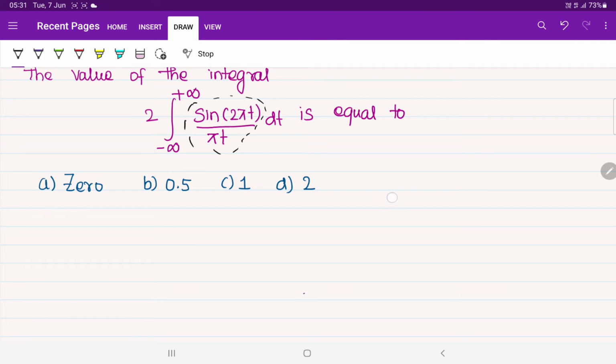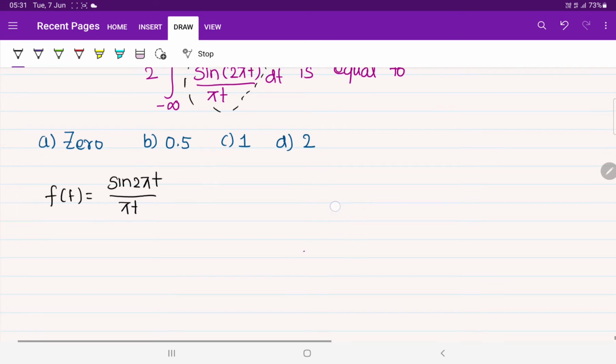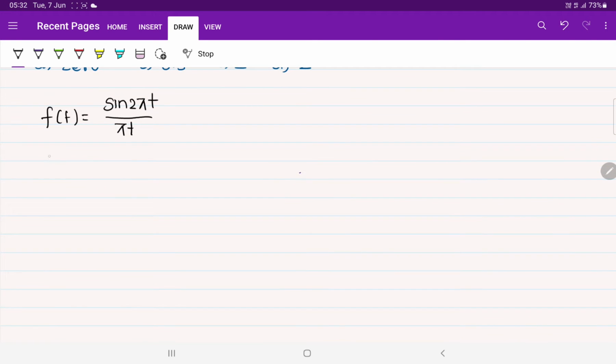Here they have defined the entire function in terms of f of t, so I am also defining it in terms of f of t only. So f of t equals sin 2 pi t upon pi into t. How to check whether the function is odd or even? Nothing, just replace t by minus t, that's all. This will give you sin 2 pi, in bracket t replaced by minus t, divided by pi. Wherever we have t, we have to replace it by minus t.